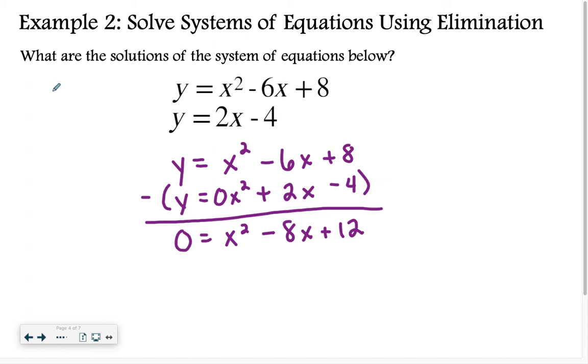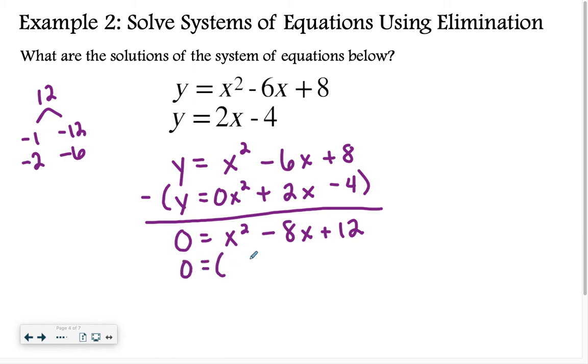I personally, just from my experience, can see, hey, these numbers are kind of related to each other, and I bet I can just factor it. So I have a positive here, negative here. That means that they're both negatives. Negative 1 times negative 12 is 12, but does not add up to negative 8. Negative 2 and negative 6, however, multiplies to a positive 12 and adds to that negative 8.